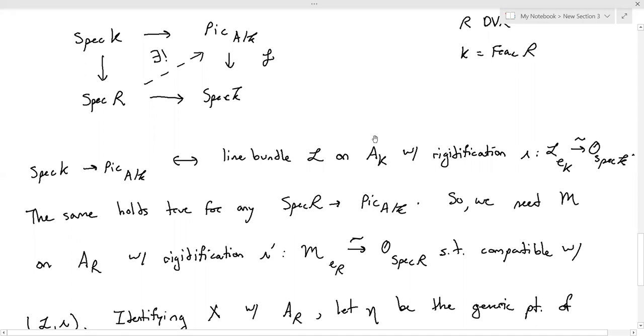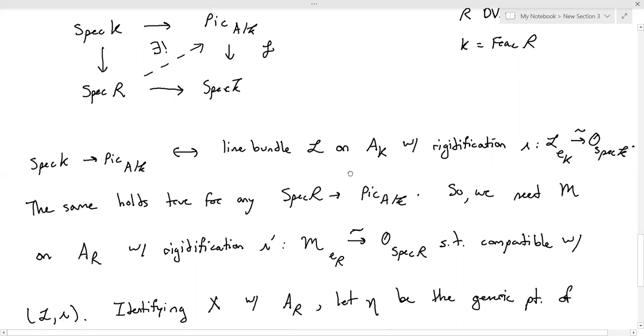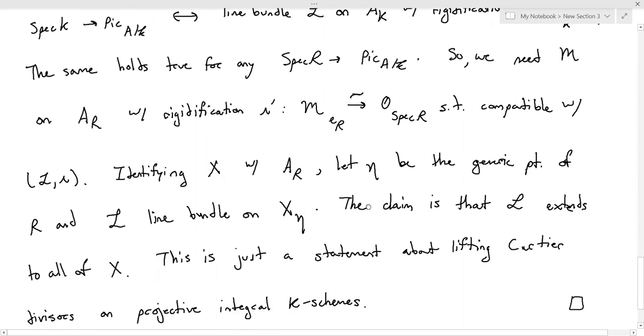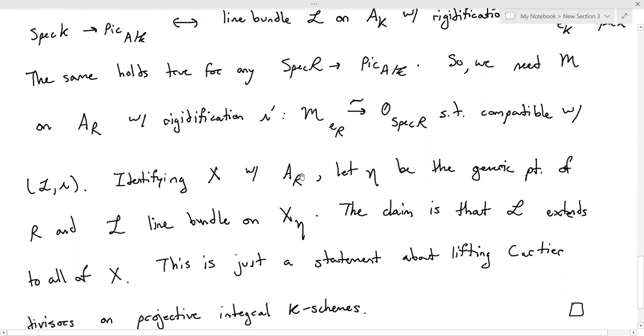Yeah, and then the line bundle L that comes up in the later part is on this X sub eta. Is that the same object as A base change K? Yeah. So let's say that X is A sub R. So it's the generic point. Well, how is the generic point defined? We have this scheme spec R, and since R is a DVR, it has two points: the special point and the generic point. Then the generic fiber is precisely, if you like, base changing by the morphism associated to the fraction field of R.